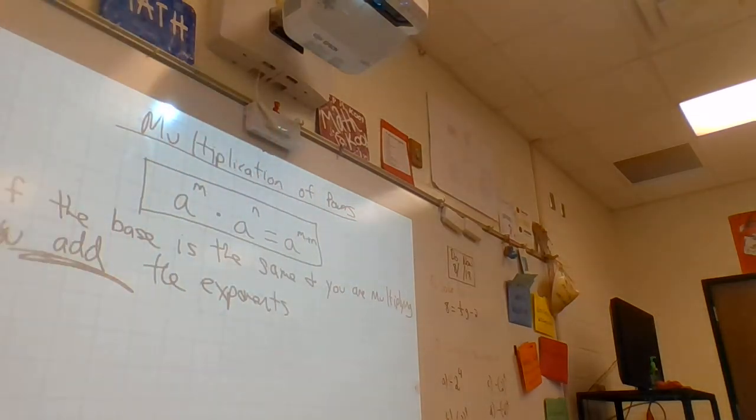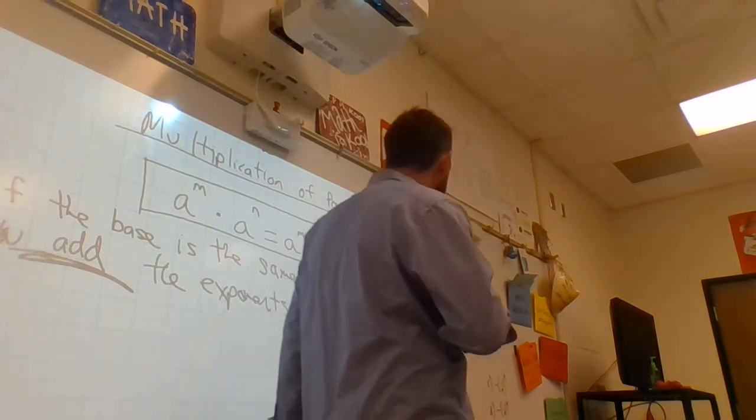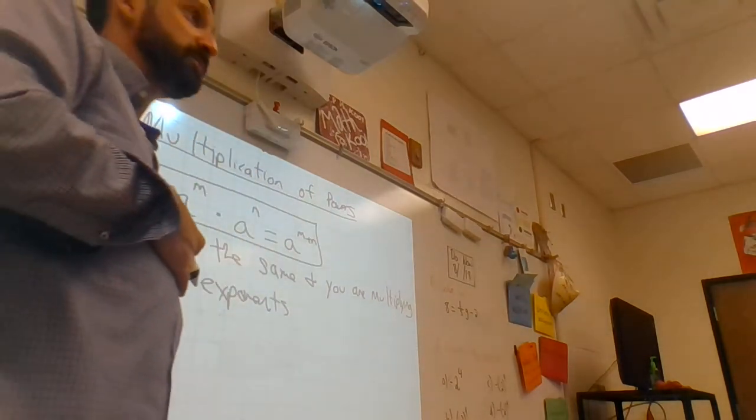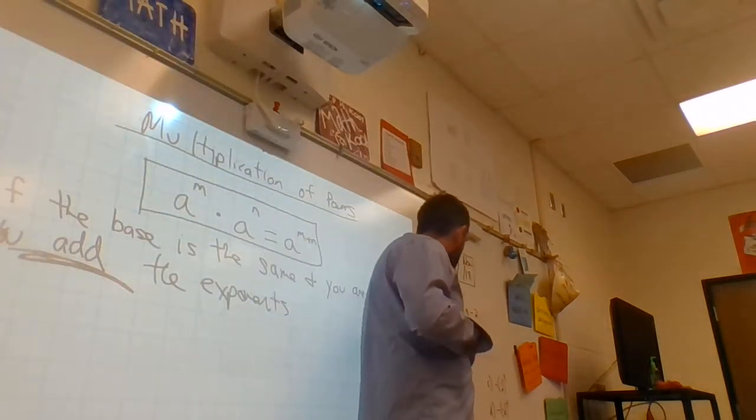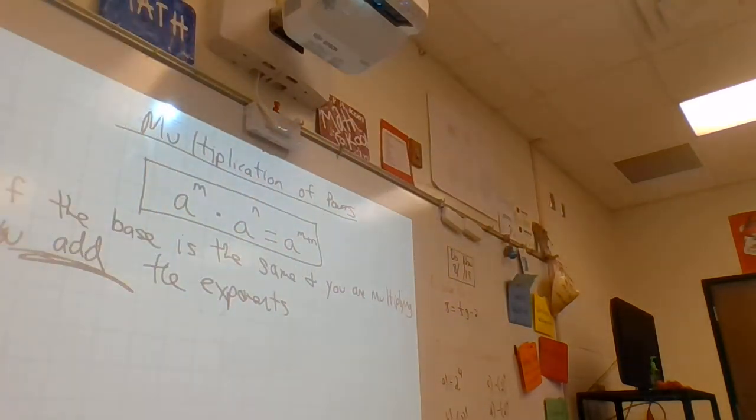If the base is the same and you're multiplying, the rule is you add the exponents. Notice how I didn't say you just add the exponents. There are 2 stipulations here. The first one is if the base is the same, and y'all know what the base is. What is the base of this power right here? What is the base for b right there? Yeah, it's 2. The base here is 2. So if the base is the same, that's a big part of it.